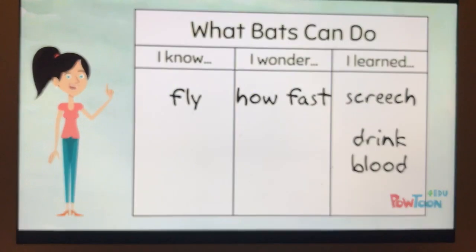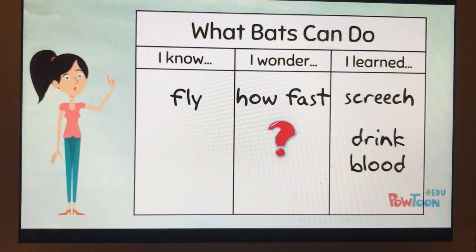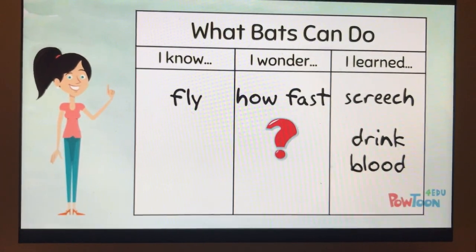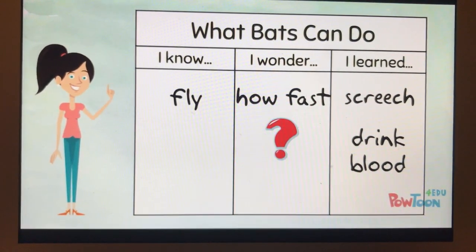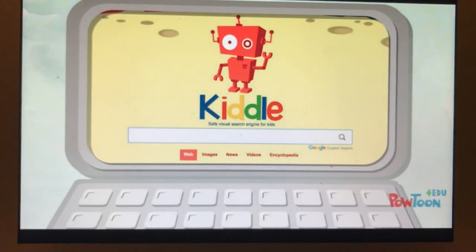The other question I wanted to know was how fast bats can fly, but I haven't found that information yet. I'm going to do an internet search to see if I can find the answer. I'm going to go to Kiddle.com, a search engine that is safe for kids. I'm typing, how fast can bats fly?